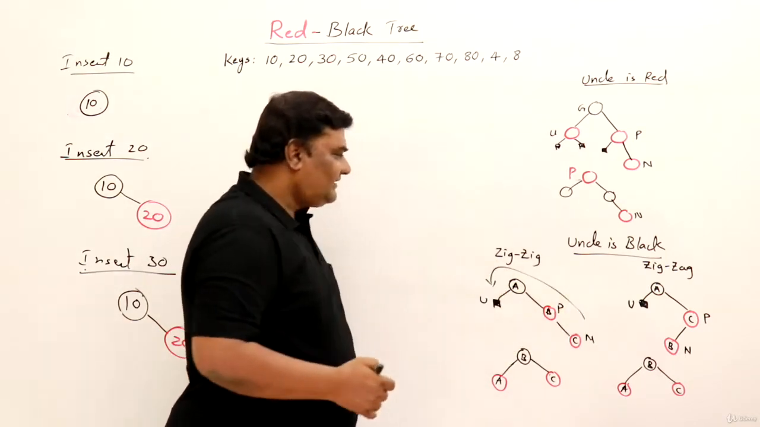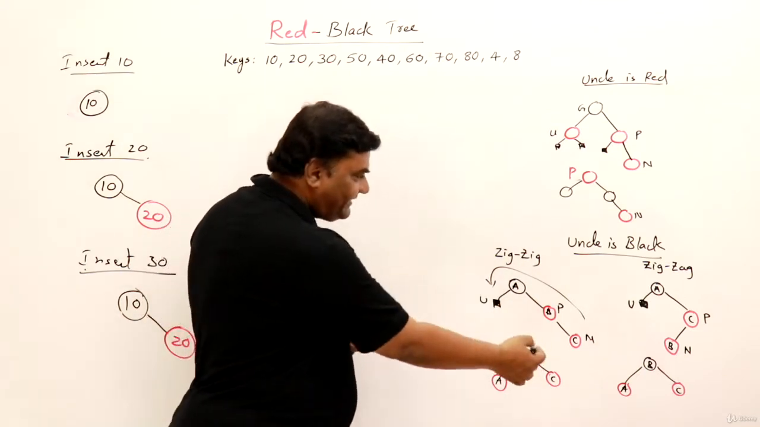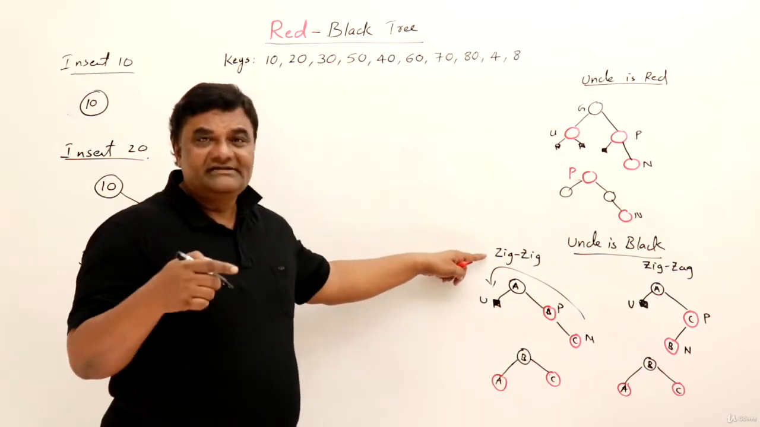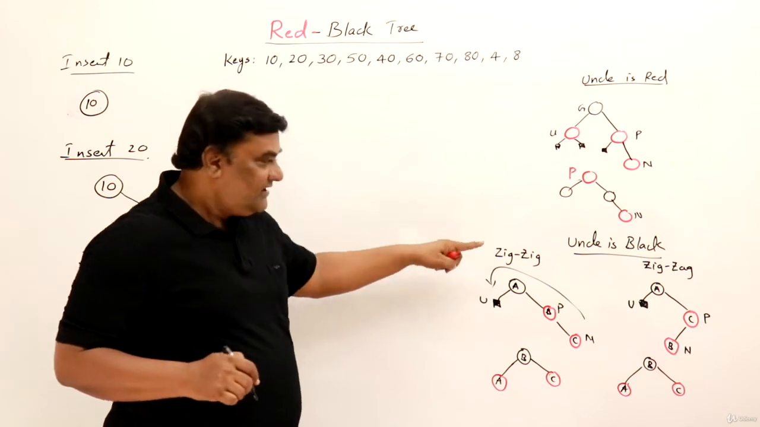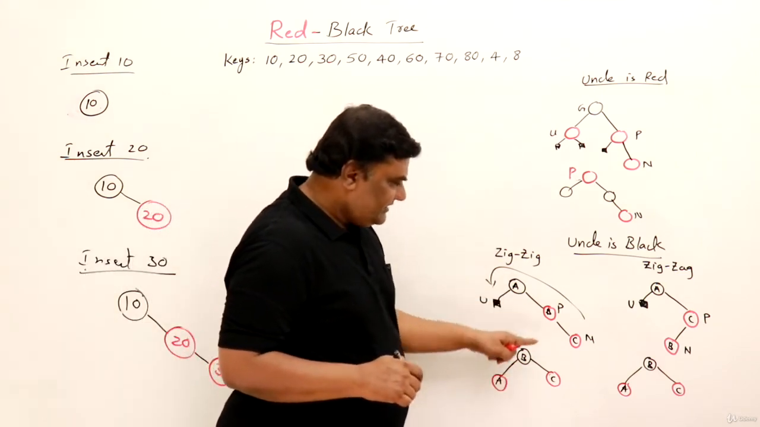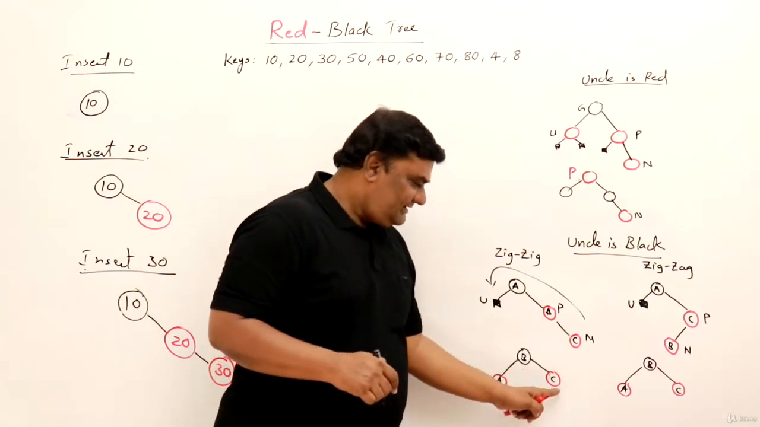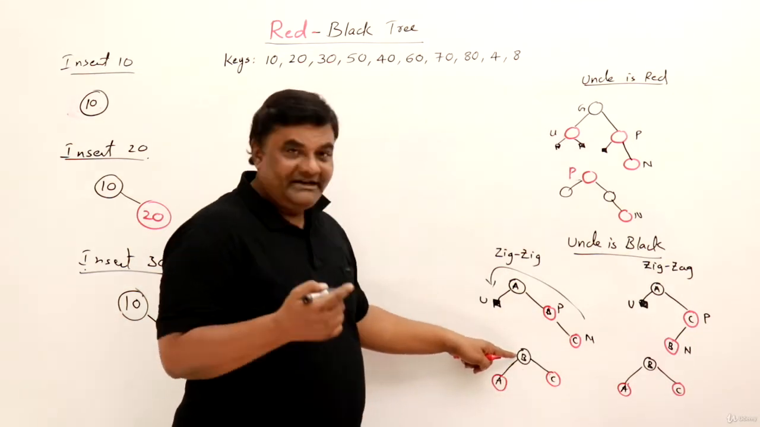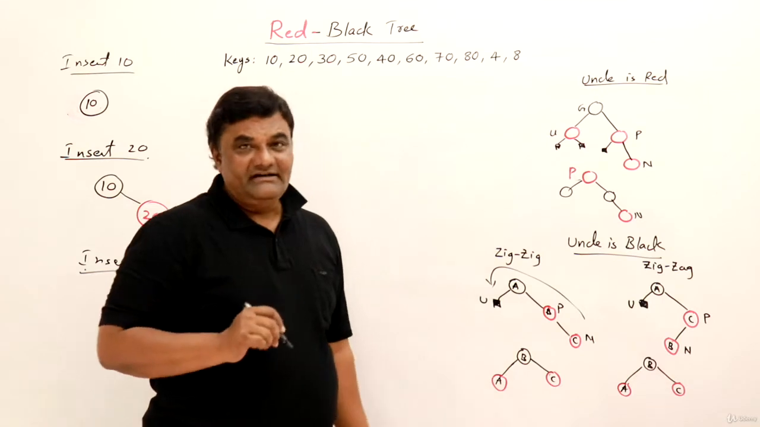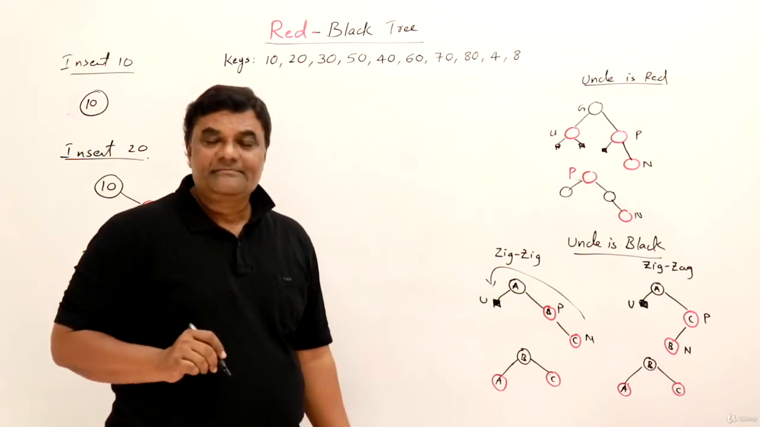So instead of RR, or left or right, we have a single name that we can say zigzag rotation. This is RR rotation. So this B becomes parent, and A becomes left child, and C becomes right child, and this root remains black, and these children will become red. So you have to give the colors like this.